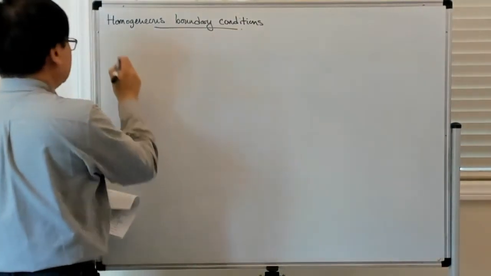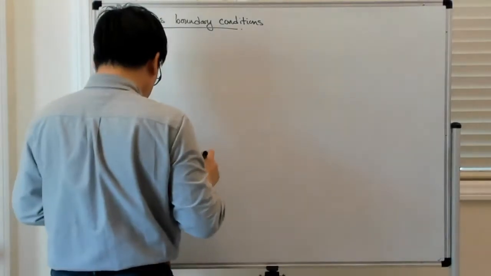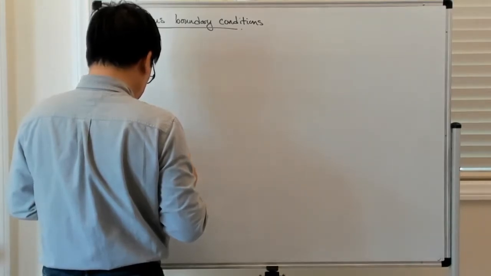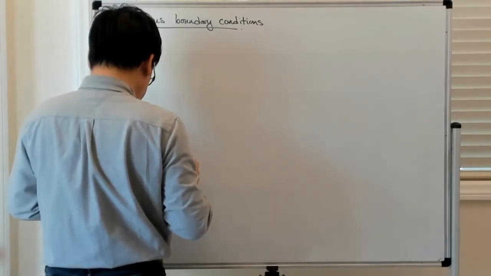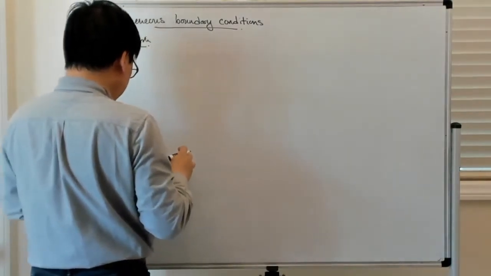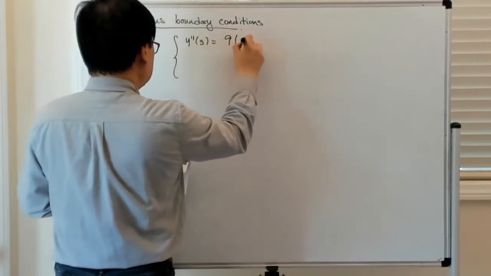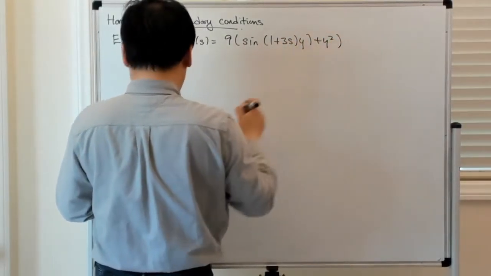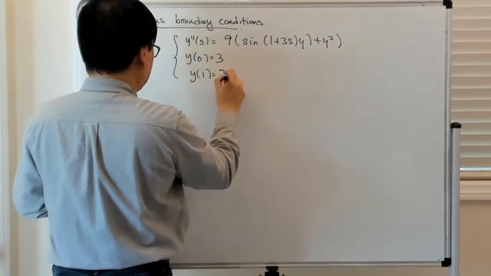All right, so let's look at an example of this. Okay, this is an extension of what we had done before. Maybe I shouldn't have erased that. Okay, so let me just try to rewrite what we had before. So we had y double prime of s equals 9 sine of (1 plus 3s) y plus y squared, and then y at 0 is equal to 3, and y at 1 is equal to 7.